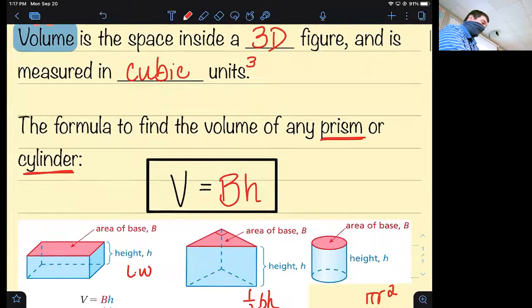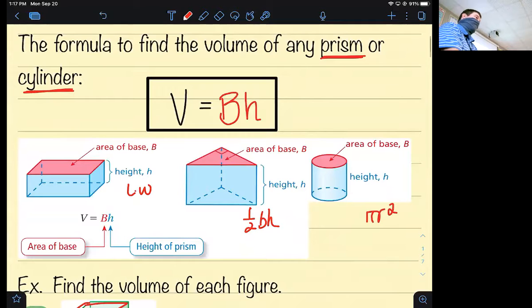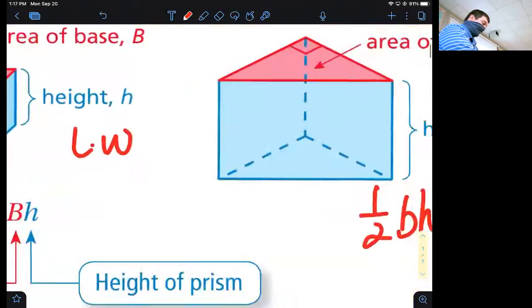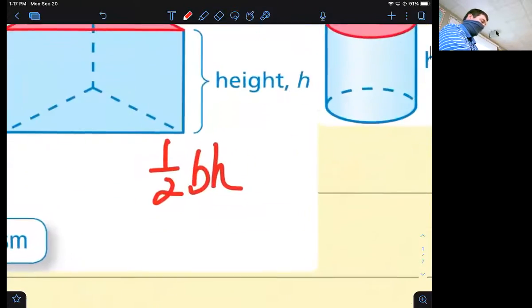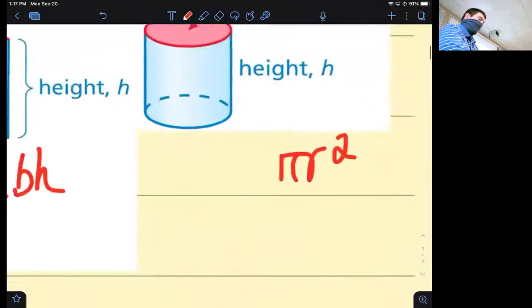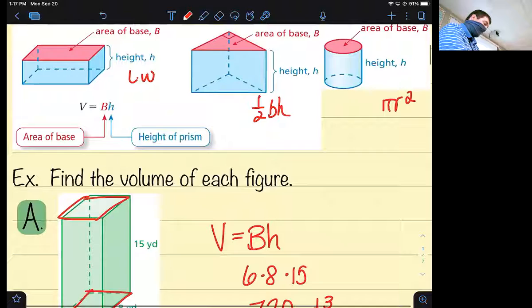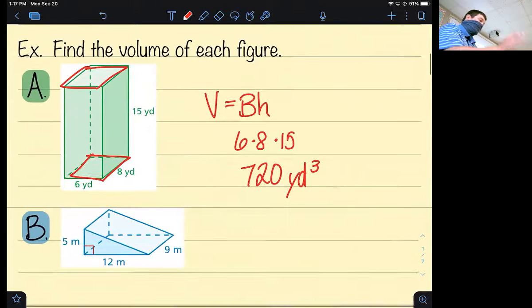The volume formula for any prism or cylinder is V equals capital BH, with capital B standing for the area of your base. So it's going to be one of these three: length times width for a rectangle, 1/2 BH for a triangle, or pi r squared for a circle. We did the first one here, and we had the option to choose whatever side we wanted as our base. Because it's a rectangular prism, you can choose any of the rectangle sides.